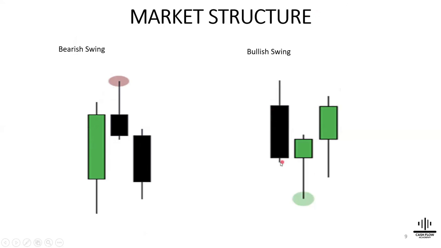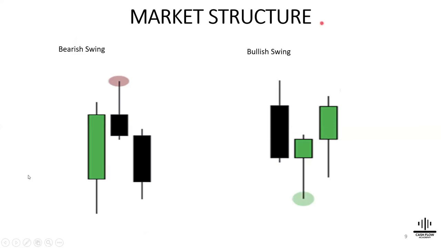So the candle at the left is higher. That is, the low of the candle on the left is higher than the low of the candle in the middle, and the low of the candle on the right is higher than the low of the candle in the middle. So it forms this triangular pattern, a bullish swing.